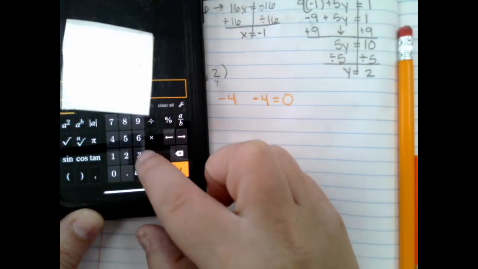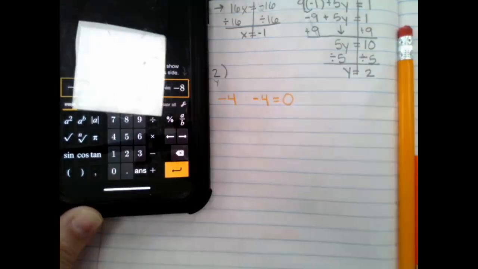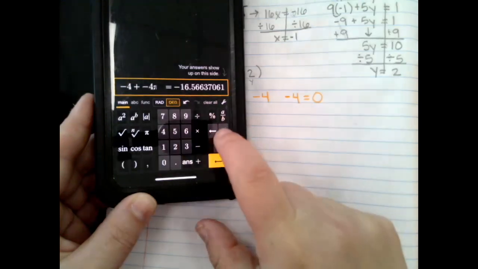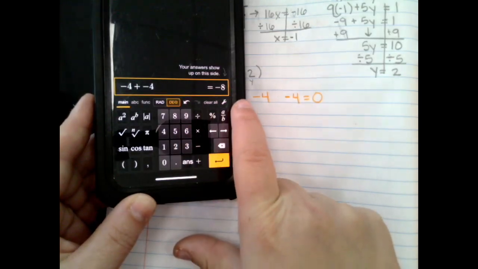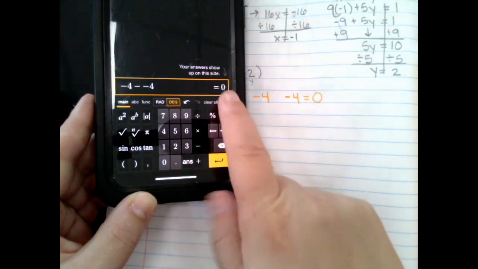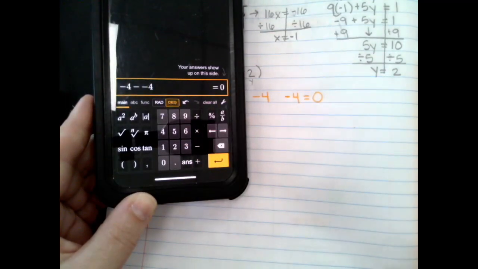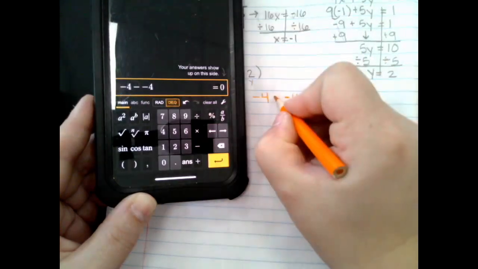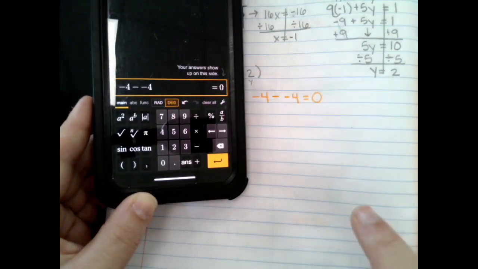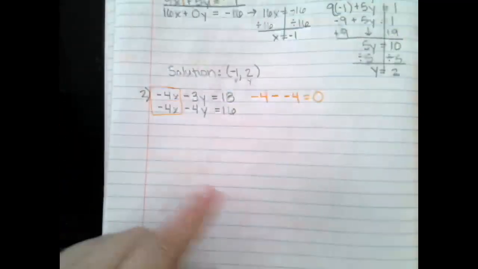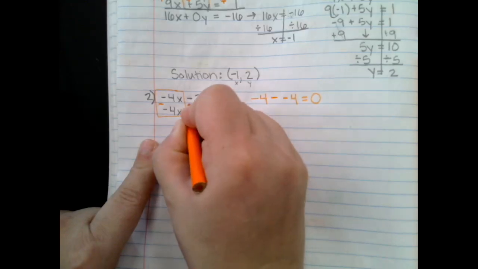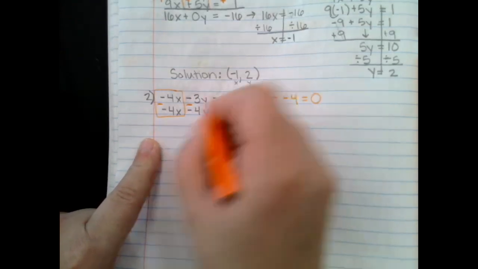So if I have negative 4 and negative 4 to make 0, do I want to add them or subtract them? If you're not sure, you can plug it into your calculator. If I have negative 4 plus negative 4, that would equal negative 8. If we subtract, we get 0. How did you know subtract, Omar? You just knew it? Good. All right, so we're going to subtract. If we do it on one part, we're going to do it to all the parts. So subtract all the way across.